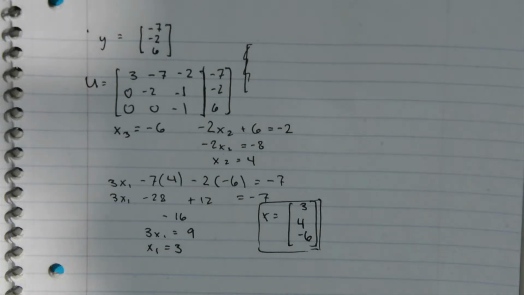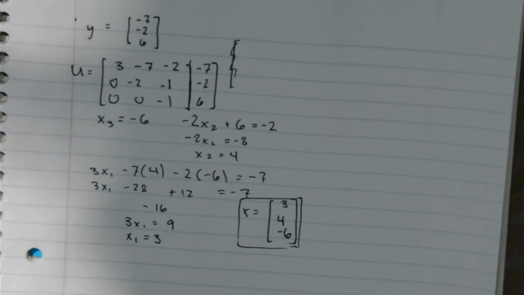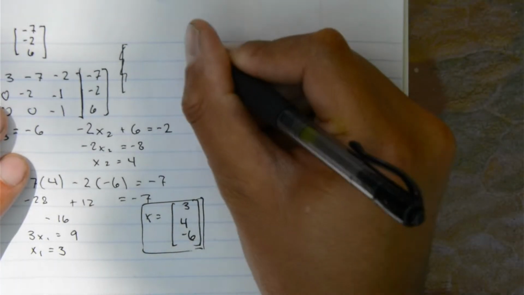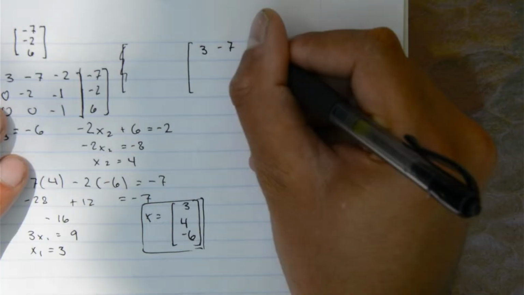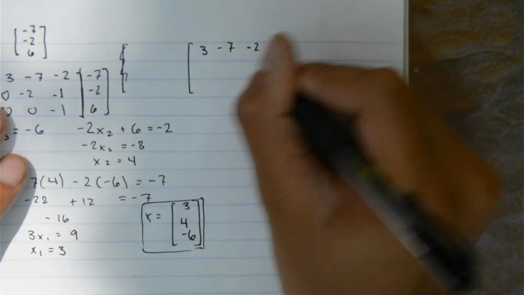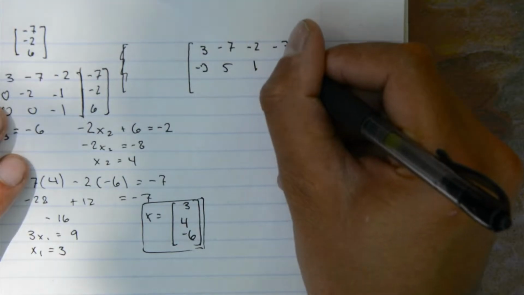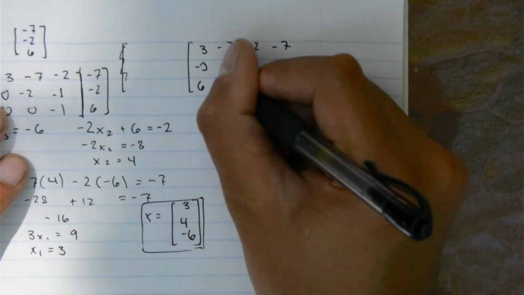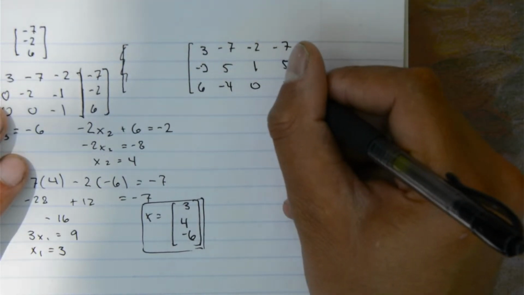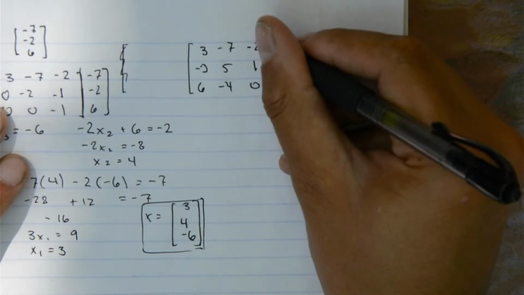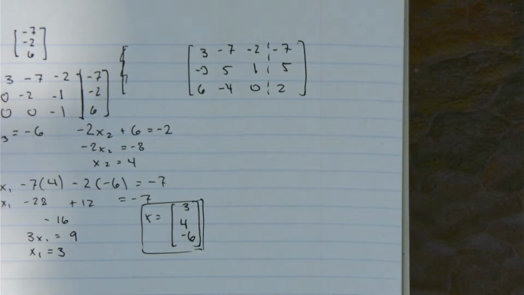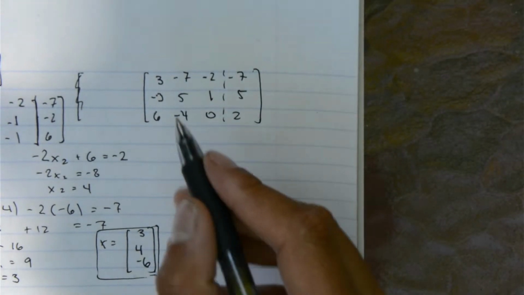Okay, now it's saying also do it by ordinary row reduction. So let's try it with ordinary row reduction. So the matrix is going to be 3, -7, -2, -7, -3, 5, 1, 5, 6, -4, 0, 2. Okay, so we're just going to reduce this.